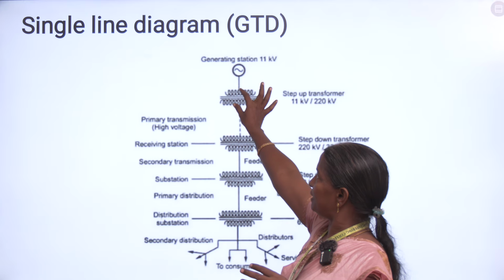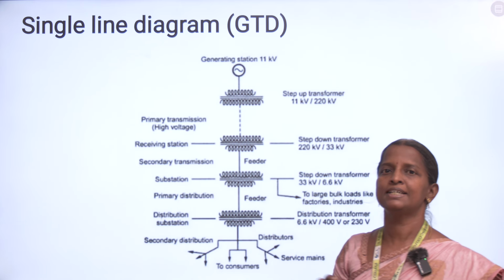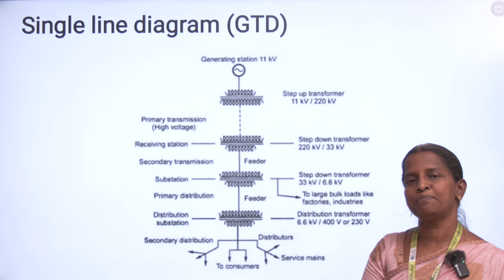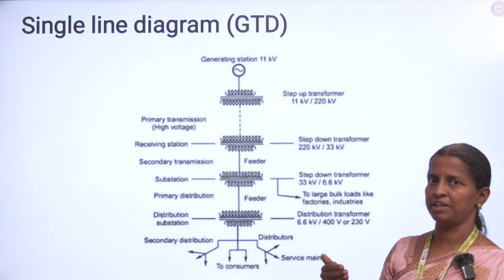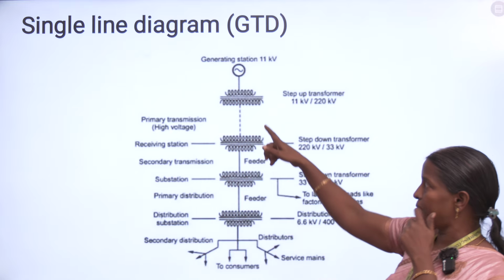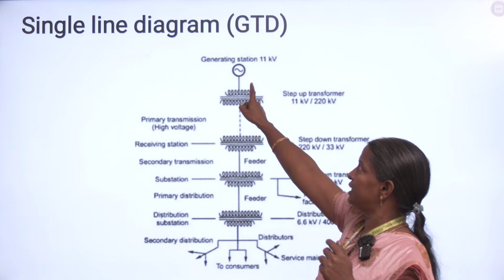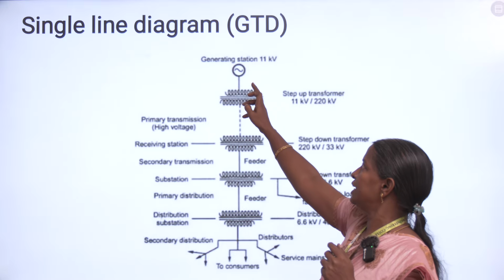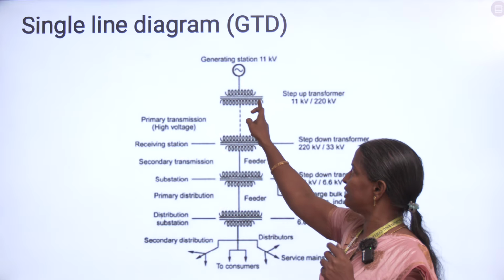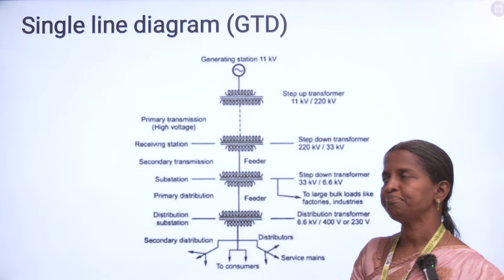In the substation we will have the transformer. That transformer is a step up transformer. What the step up transformer does is step up the voltage from 11 kV to 220 kV. This is the symbol for a transformer. This portion is called the primary winding and this is the secondary winding. In between the primary winding and secondary winding we have the iron core.